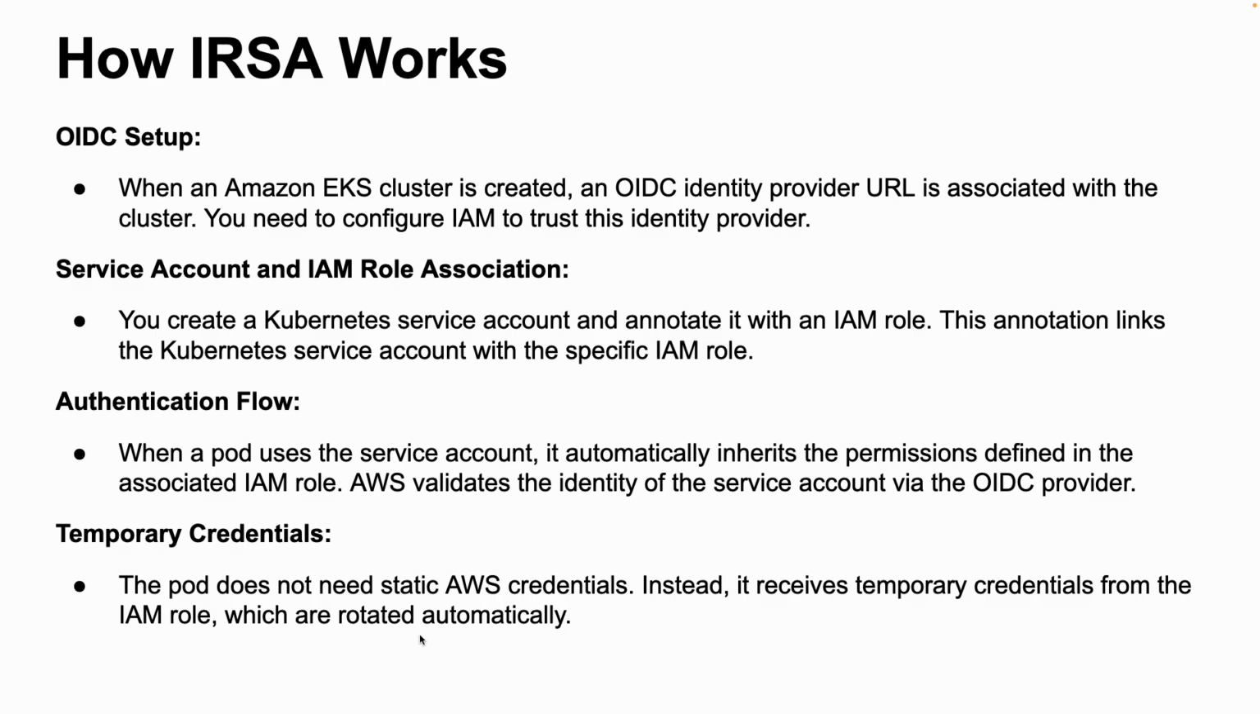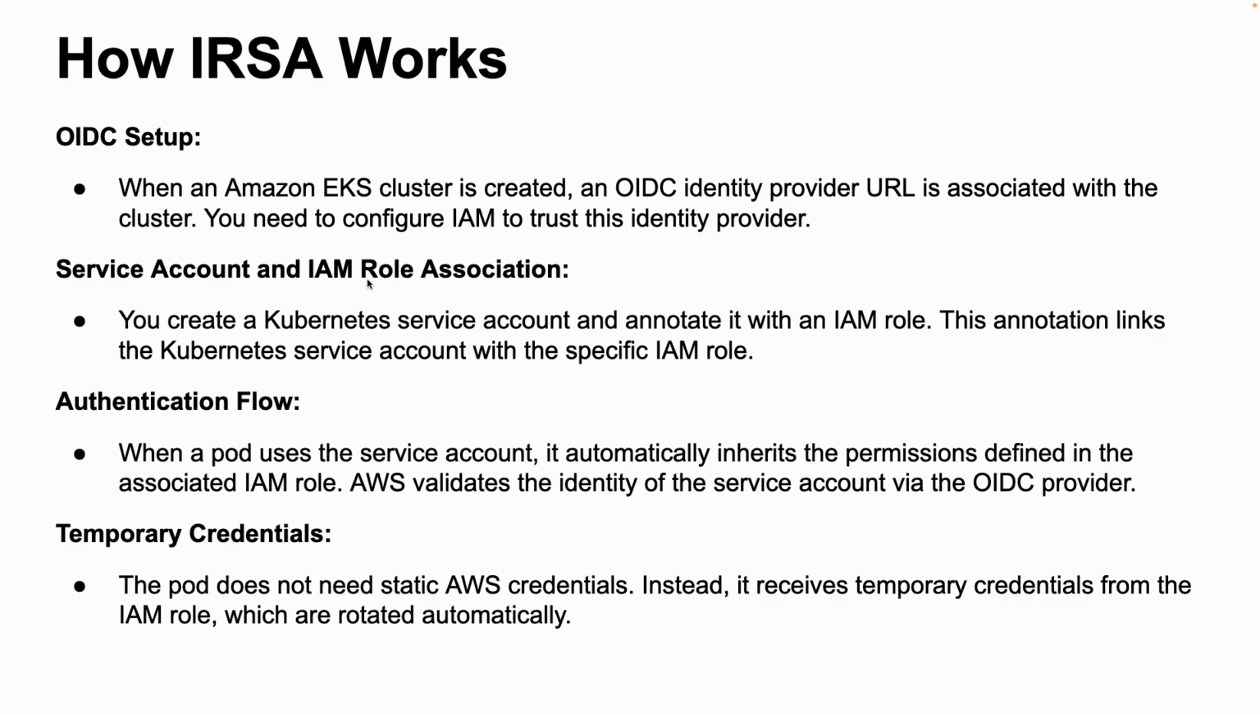After that, let's learn how this IRSA works. First is OIDC setup. As soon as we have created an EKS cluster, an OIDC identity provider URL is also associated with the cluster, which I will show you where we will be getting this OIDC URL. With that OIDC URL, we have to configure IAM to trust this identity provider.